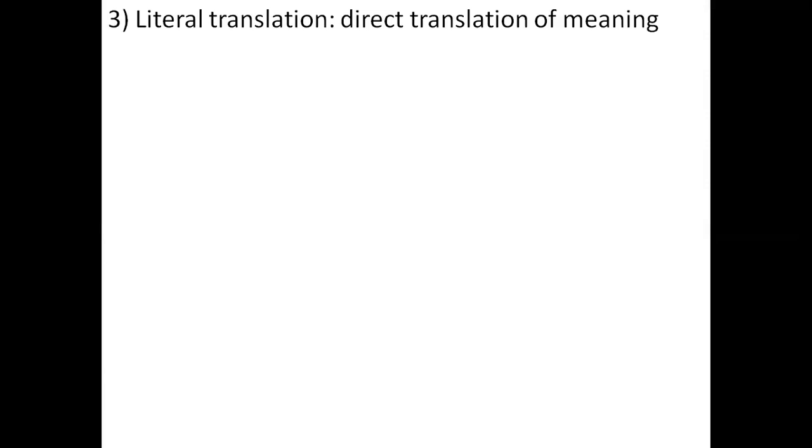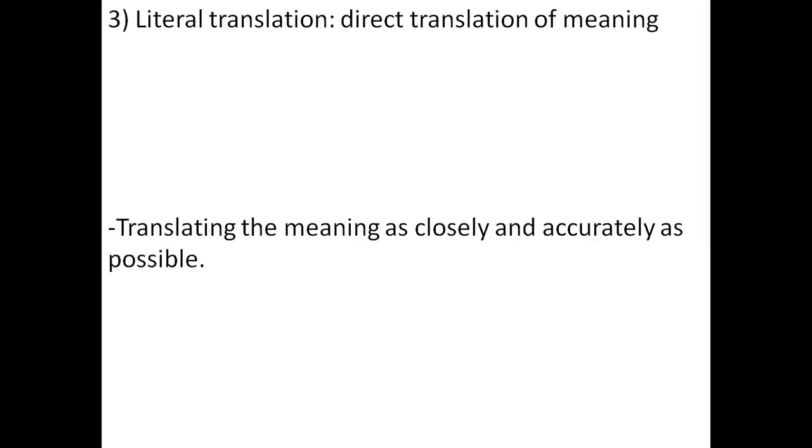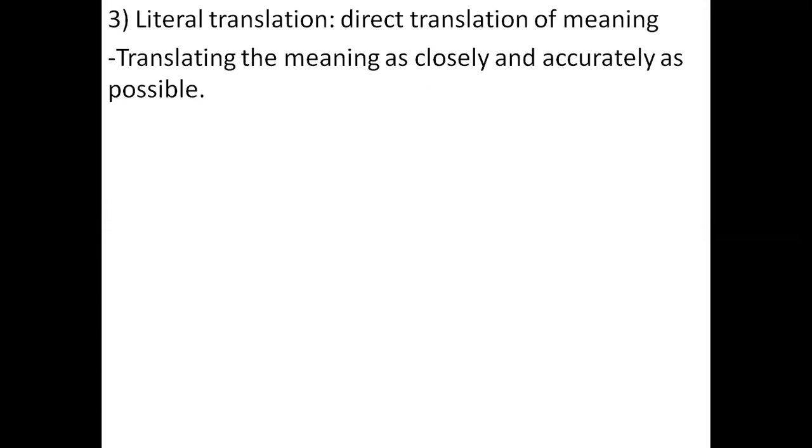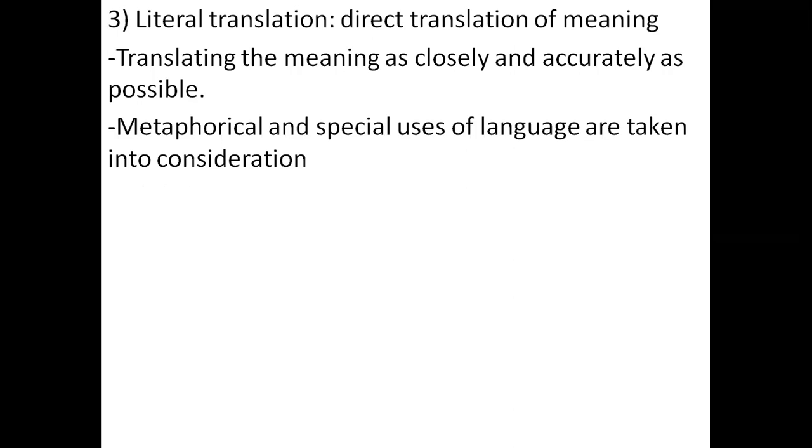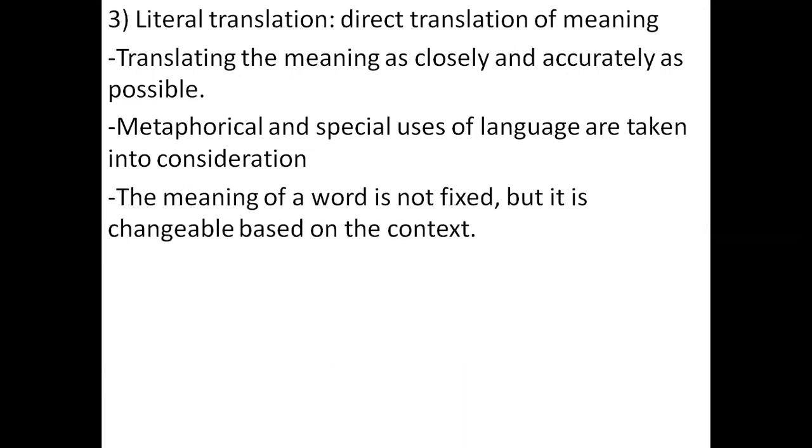Okay, now we are going to talk about the third sub-strategy of literal translation, which is direct translation of meaning. Actually, as we said, the translation here is translating the meaning as closely and accurately as possible; we render the meaning, not the grammatical aspects of the source text. Also, metaphorical and special uses of language are taken into consideration, and this is one of the advantages of this strategy. The meaning of a word is not fixed, so the word does not have only one meaning, but it may have several meanings based on the context of use.